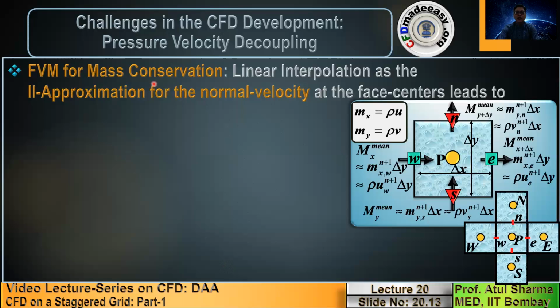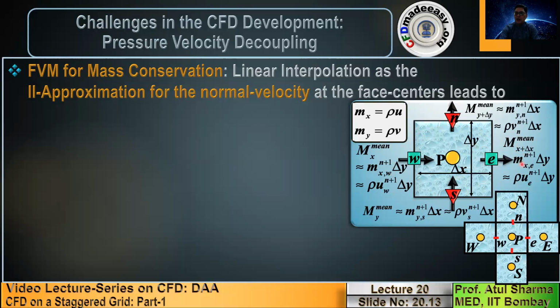that I had presented for mass conservation in the previous video lecture on physical law and discrete math based finite volume method for CFD. When you apply the finite volume method for mass conservation, I have presented that you use linear interpolation as the second approximation for the normal velocities at the face center. In the previous lecture video, I had presented that if you consider an elemental control volume of width delta x and delta y, this M is called the mass flow rate, and it is given in terms of the mass flux and the surface area.